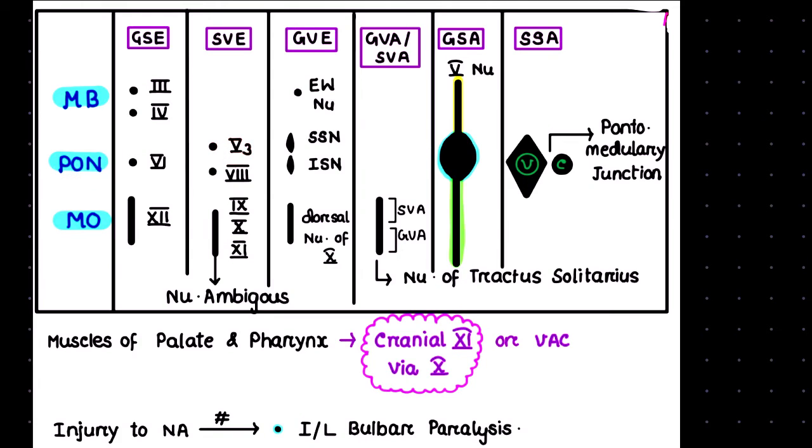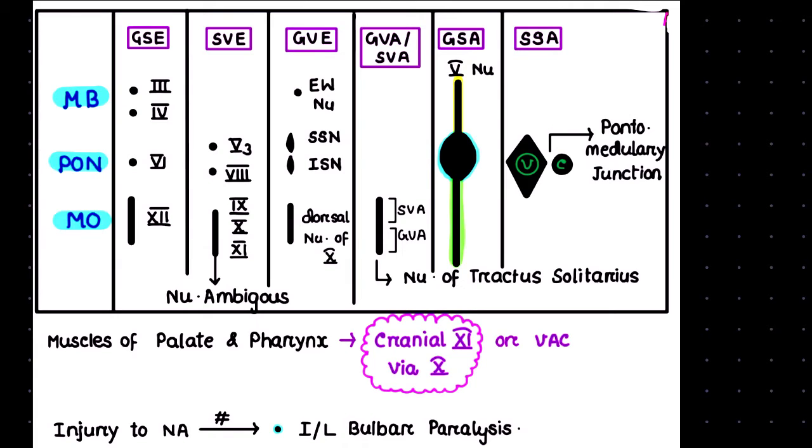Similarly, the 7th, the facial nerve, is also present in the area of the pons. We talked about the 9th, which supplied the third pharyngeal arch, and the 10th, which supplied the fourth and sixth pharyngeal arches. Similarly we have the 11th also. All these together are called nucleus ambiguus.